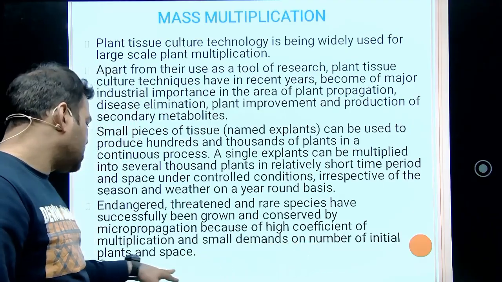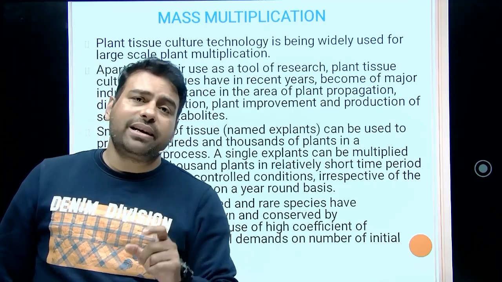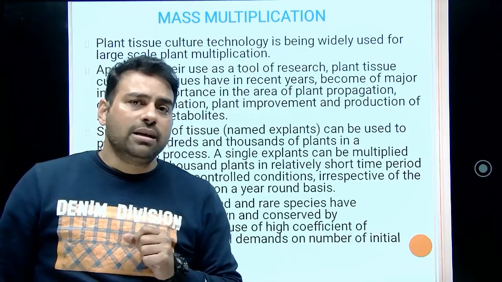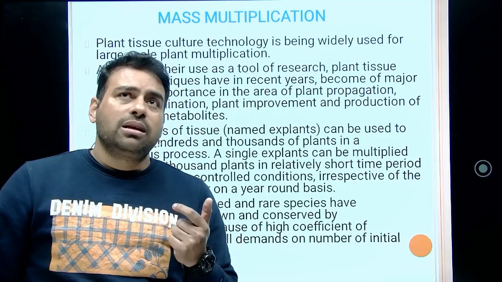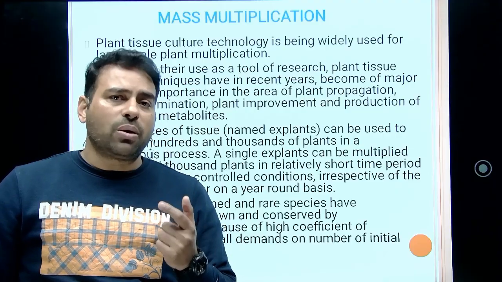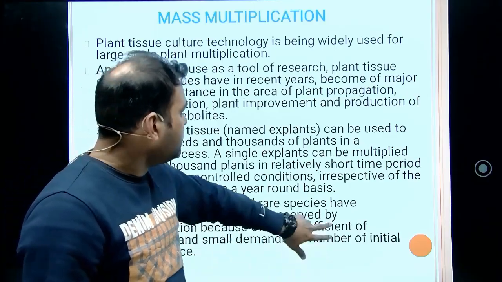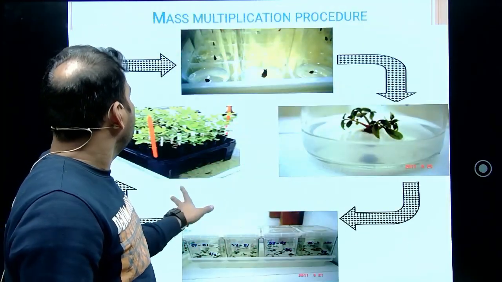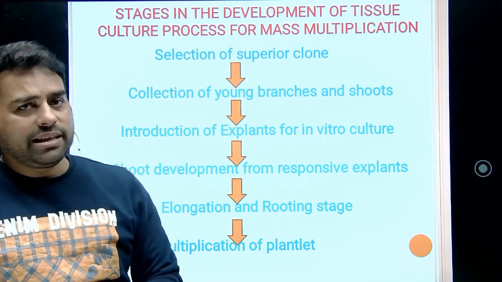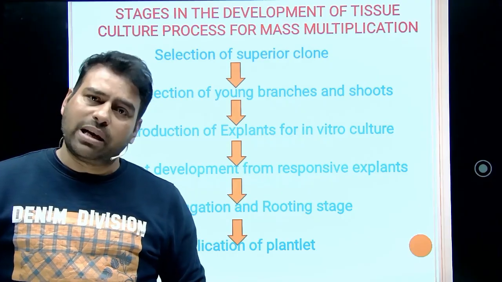So these are the positive things. We require very small space, we require very limited time, and we can multiply plants very frequently and very speedily. So from one plant we can produce millions of plants in a year. It depends upon the area available and the skilled person available. So this plant tissue culture is basically a multi-stage procedure. It starts with the selection of superior clones and ends with the multiplication of plantlets.